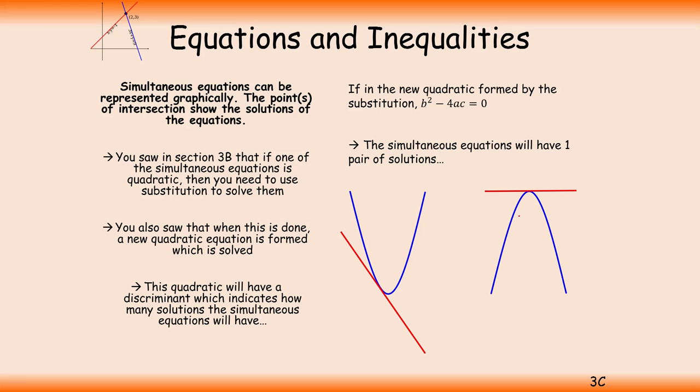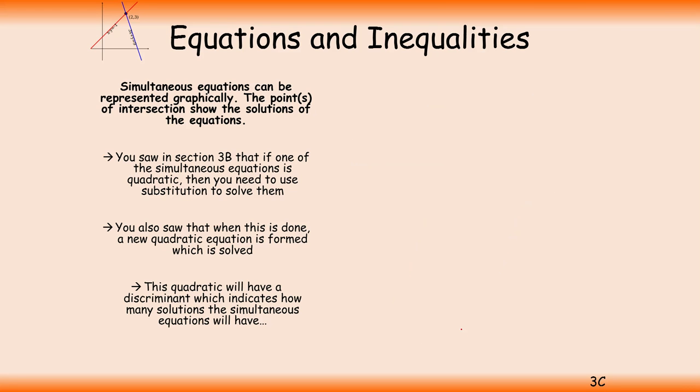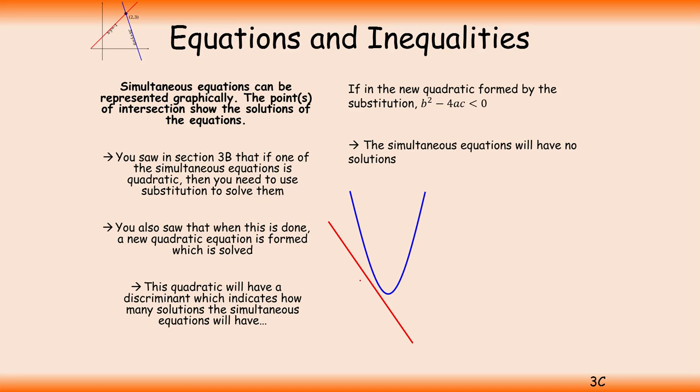Could look like that, something like that. And in the third instance, if I have b squared minus 4ac less than 0, there's no intersection between the two, so there are no solutions. So what I think you need to do now is to make some notes on the discriminant and the description of the three types of intersection, and then we'll have a look at an example. So hit pause when you're ready to have a look at the example, hit play again.